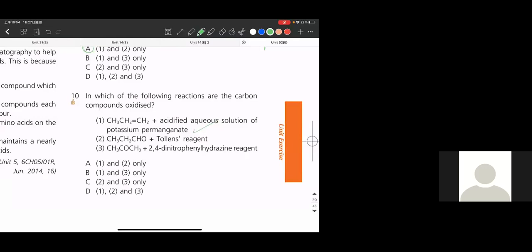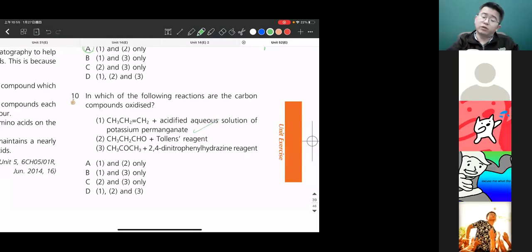Now, I'll check it one by one, okay? About number two, Tollens reagent. What happened to Tollens reagent? Silver ion reduced to silver, reduced to form silver metal, right? So silver ion undergoes reduction. So you go backward. How about the aldehyde? Aldehyde, they will form carboxylate ion. So this is an oxidation. So you focus on the word oxidized, right? So this second statement is correct. So they will form COO minus, carboxylate is oxidized.